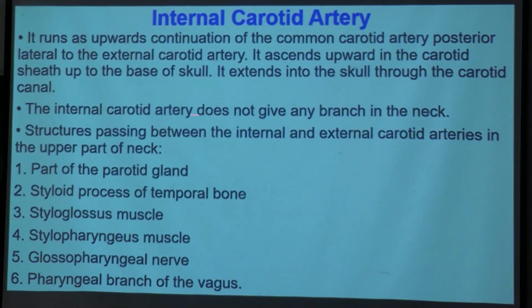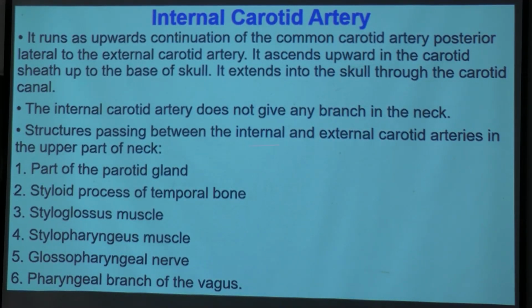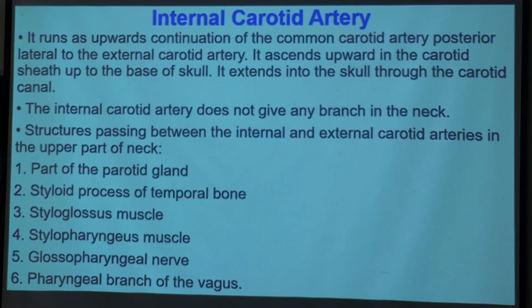The internal carotid artery does not give any branch in the neck. The structures passing between the internal and external carotid arteries in the upper part of the neck are sometimes asked in your viva. What structures pass between the external and internal carotid? Part of the parotid gland, styloid process of the temporal bone, styloglossus and stylopharyngeus muscles, the glossopharyngeal nerve, and the pharyngeal branch of the vagus.